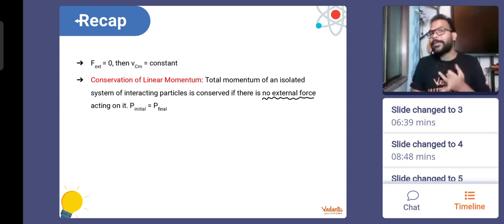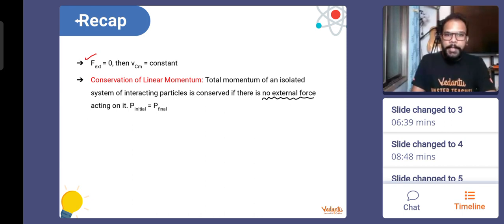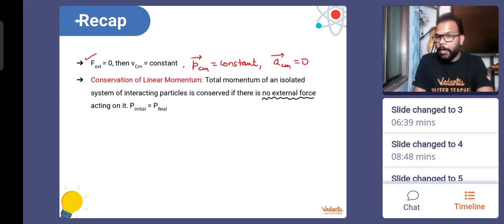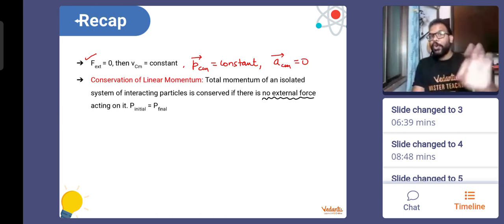As long as there is no external force applied on a system, and the choice of system is very important, the center of mass is not going to experience any force. If the center of mass does not experience any force, then its velocity will be constant. We can say its momentum is also constant, and its acceleration is going to be 0. Remember, momentum is constant, not necessarily 0. Momentum and velocity remain constant. 0 is also a constant.